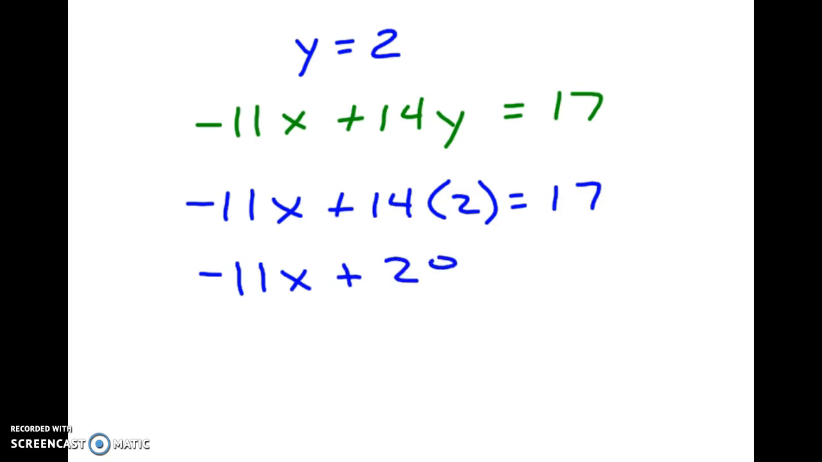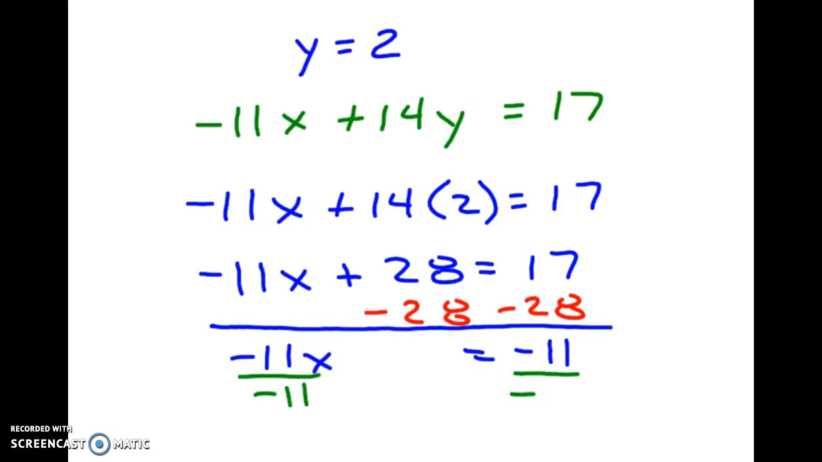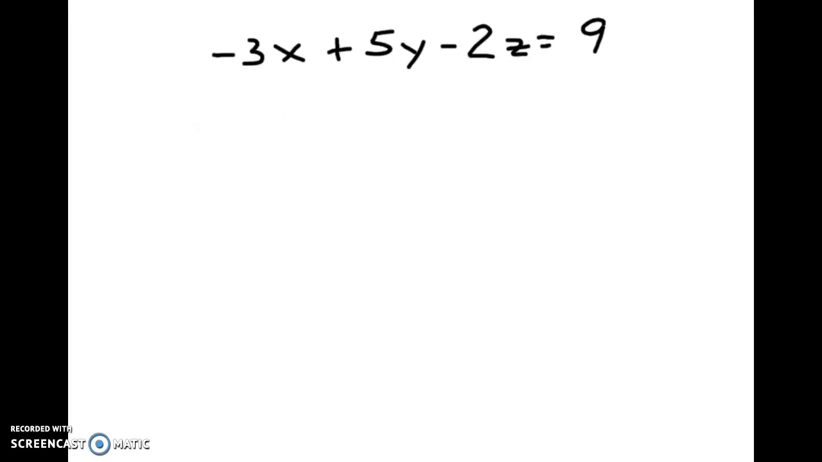So if we do our multiplication, we're going to get 28 there. Do our normal solving by subtracting the 28. Divide by -11. So it looks like x is going to equal 1. And then we have to go back to one of those first equations so we can figure out z. So here, we know that x is 1. We had 2 for y right away, and we're trying to solve for z.